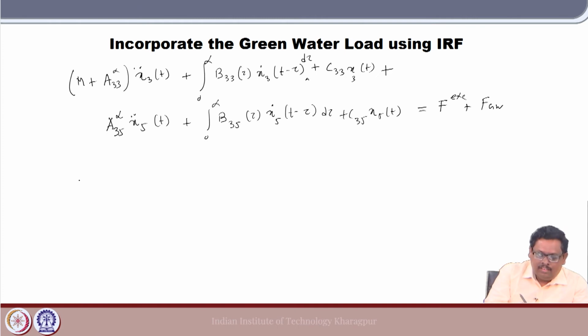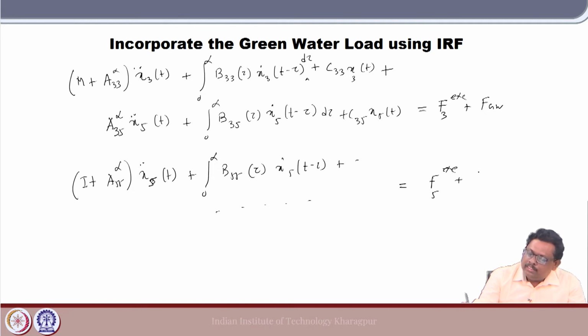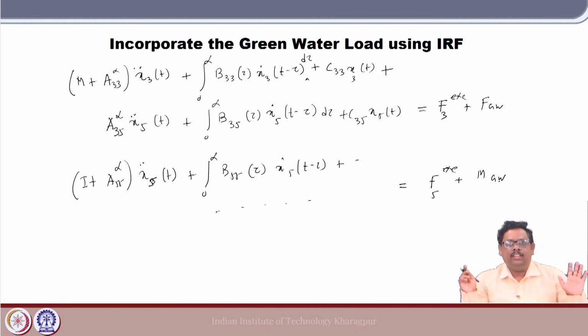And then similarly, we have to write for the pitch: I 5 5 plus a 5 5 infinity into x double dot 5 t plus the integral from 0 to infinity of b 5 5 tau into x dot 5 t minus tau, and then so on, equal to f 5 exciting plus moment of green water. Now, this is how you can use this green water, and then you can find the value, right.